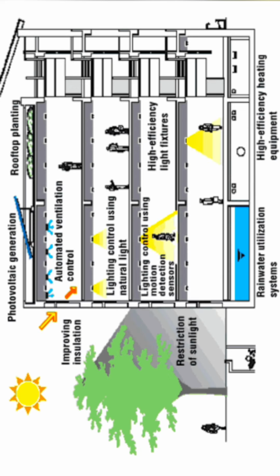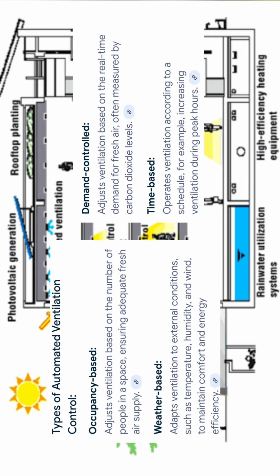And these ventilation control systems basically depend upon three major parameters: the occupancy, the number of people residing in that particular building or coordinated space, the weather pattern, and the demand. So they can be focused on these three factors, and they can also be time based.